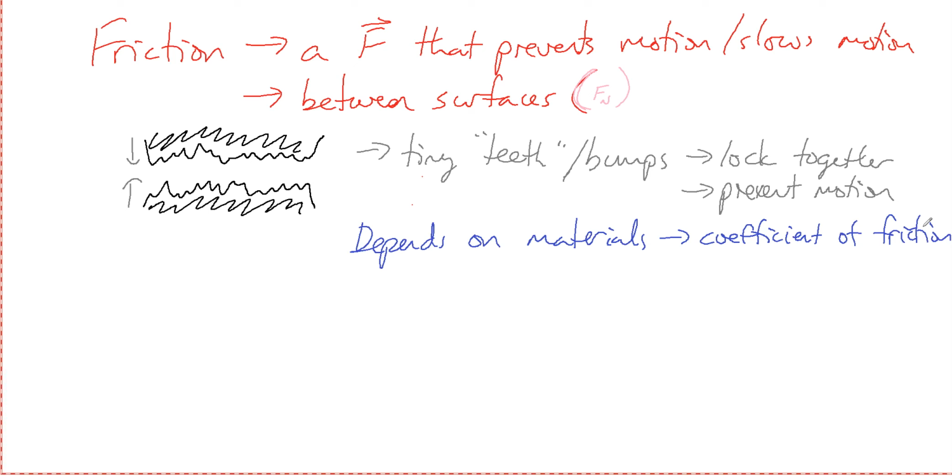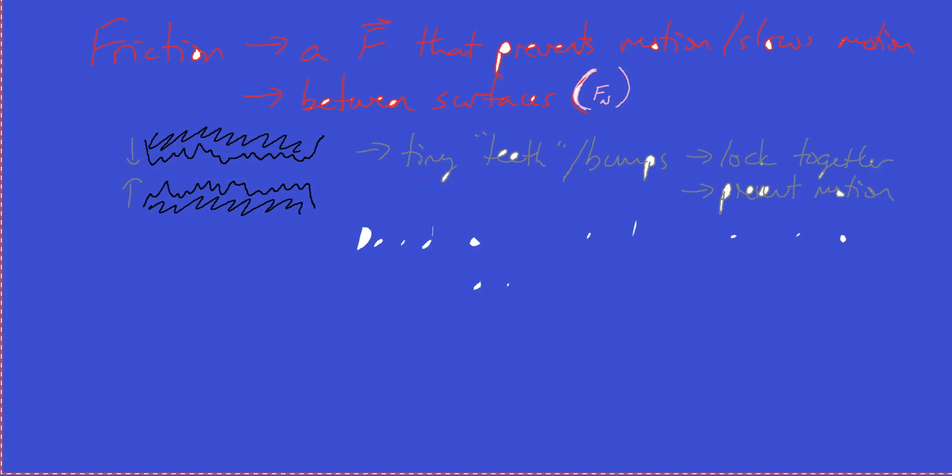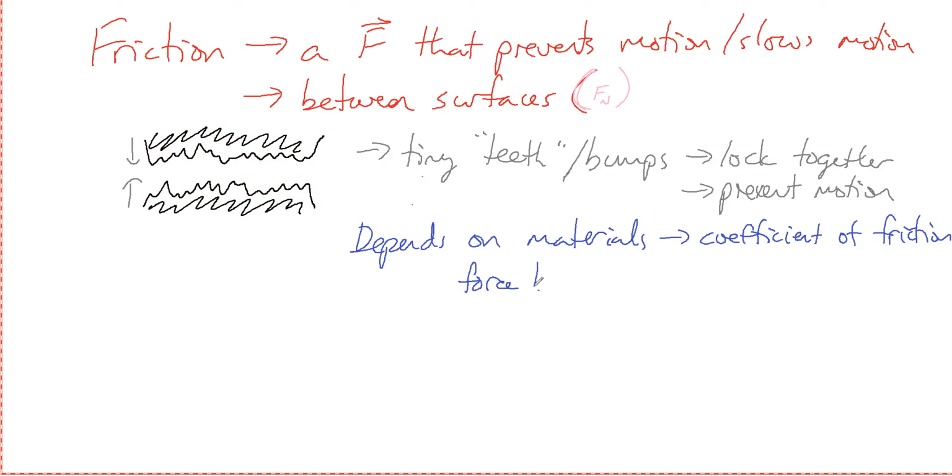Now, the other thing it depends on, so one was the materials, but it also depends on the actual amount of force. Actually, I'm going to erase that. It's the force, not causing. Oops, wrong tool. There you go. Force between the materials, and this is the Fn.